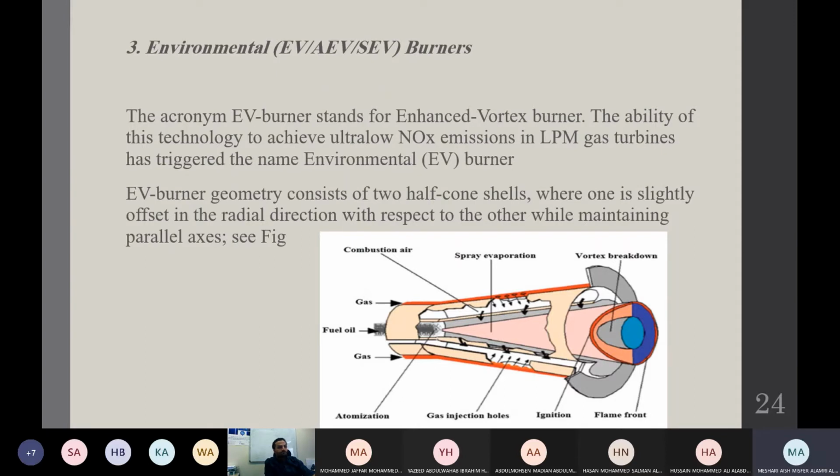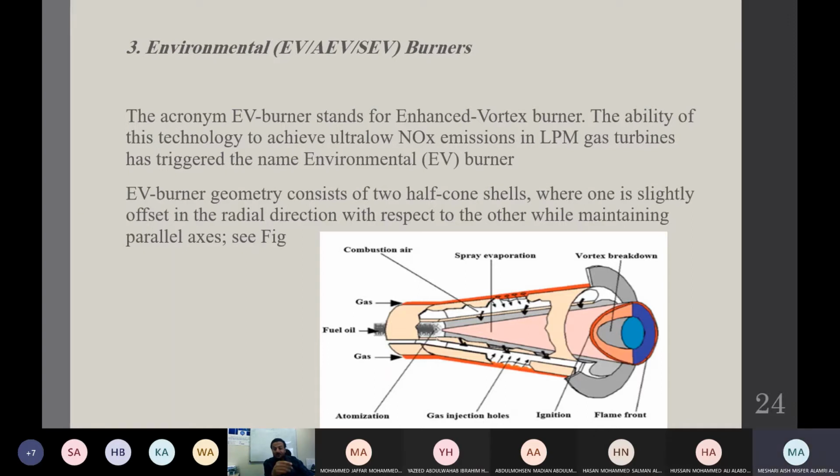The environmental burner, which is the EV burner, stands for the enhanced vortex burner. The ability of the technology is to achieve low NOx emission in low-power gas turbines, hence the name environmental burner. The EV burner geometry consists of two half cone shells, where one is offset in the radial direction with respect to the other, while they maintain a parallel axis as shown in the figure.